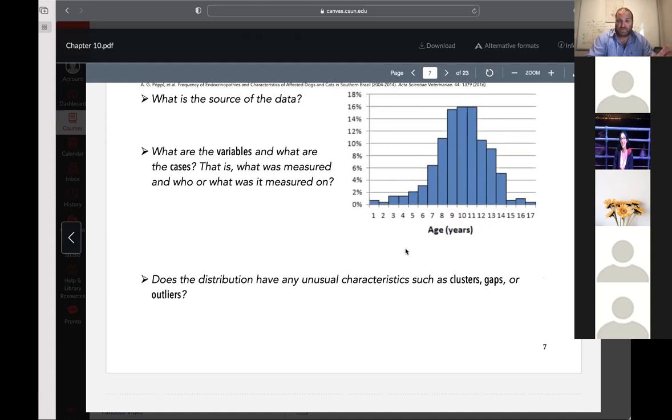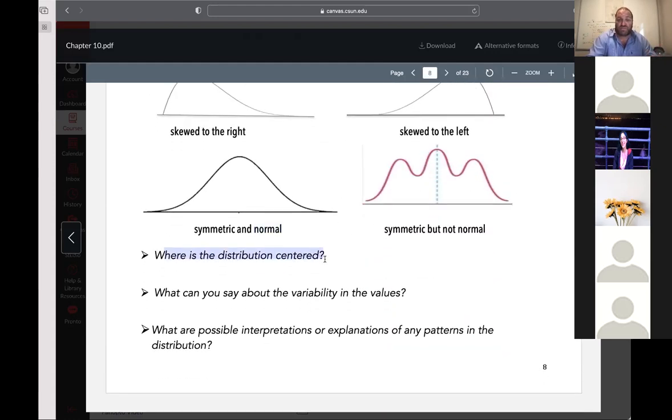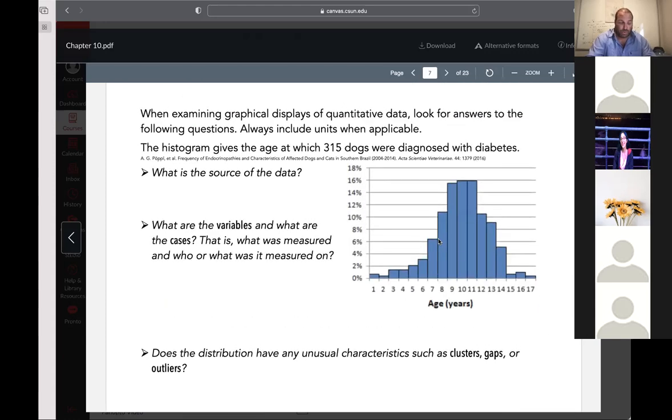So we like symmetric normal graphs. Those are the most well-behaved and, from a mathematical standpoint, just the best graphs that are out there. Where is the distribution centered? If you had to give it a center, where would that be in this example, roughly? Where would the center of this data be if you had to give it a value? 10 or 11. Yeah, around here. Yeah, 10 or 11 looks good.